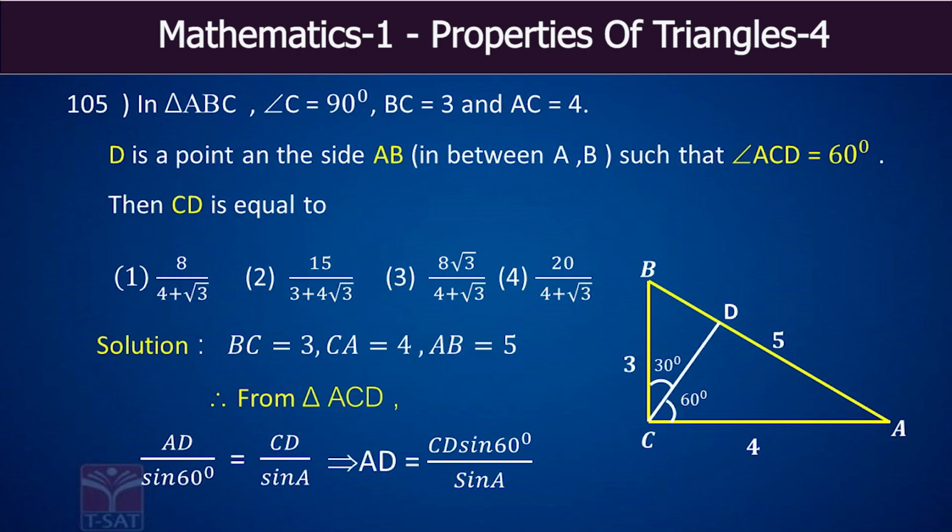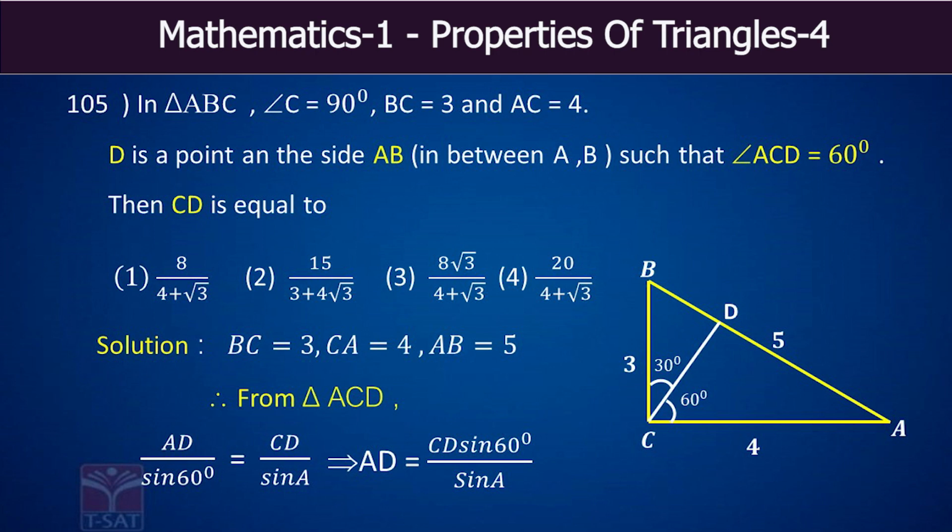Option number 2. In triangle ABC, angle C is equal to 90 degrees, BC is equal to 3 and AC is equal to 4. D is a point on the side AB in between A and B, such that angle ACD is equal to 60 degrees. You can see the diagram. Then CD equals? Now BC is equal to 3 and CA is equal to 4 and AB is equal to 5.